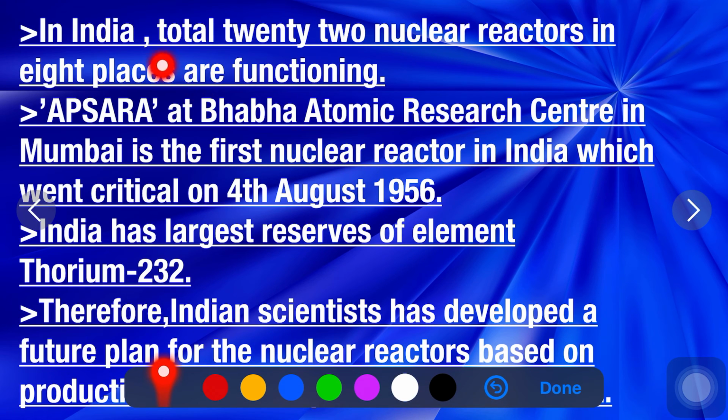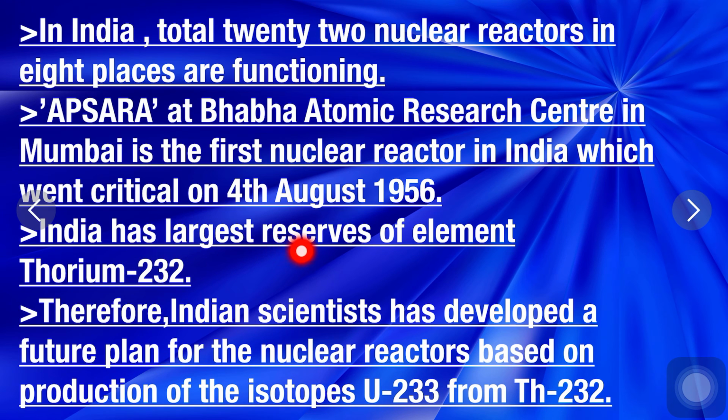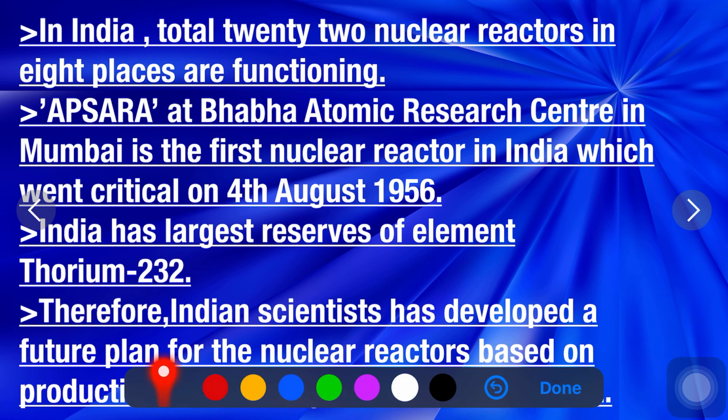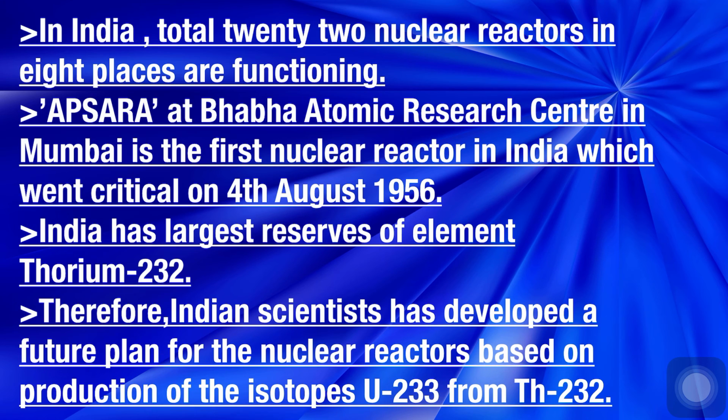Students, in India, a total of 22 nuclear reactors in 8 places are functioning. Apsara at Bhabha Atomic Research Centre in Mumbai is the first nuclear reactor in India, which went critical on 4th August 1956. India has large reserves of the element thorium-232. Therefore, Indian scientists have developed a future plan for nuclear reactors based on production of the isotope uranium-233 from thorium-232, because thorium is in bulk quantity.